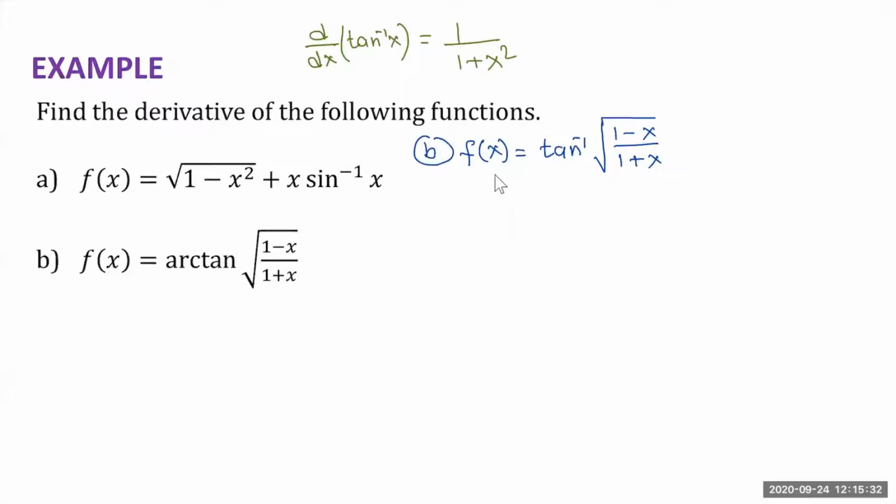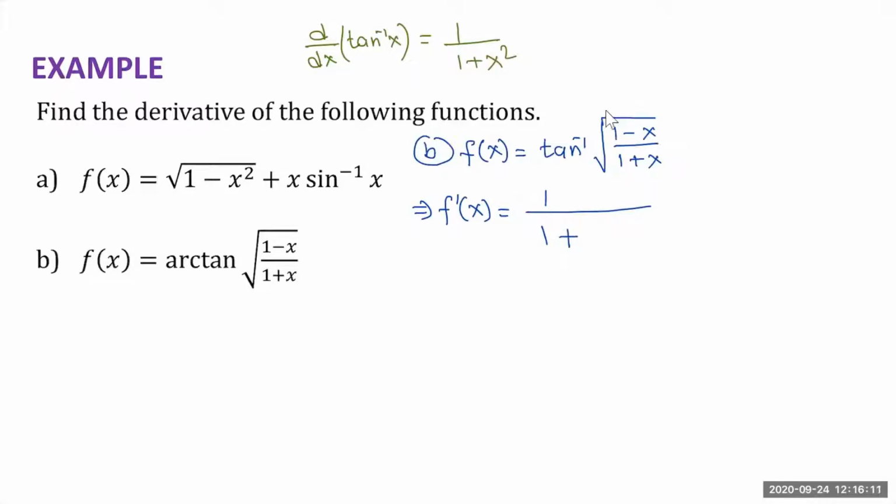Now, if you look at this function here, we have f of x equal to inverse tangent, but in place of x, we have this big quantity, which is the square root of 1 minus x over 1 plus x. So we have to use the chain rule here. That is, we have to find the derivative of the outside function and then multiply by the derivative of this inside function. So what I'm saying is this. This implies the derivative is equal to the derivative of the outside function, the derivative of tangent inverse is 1 over 1 plus x squared.